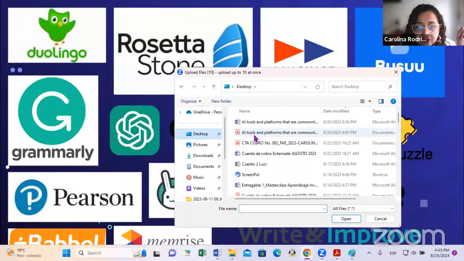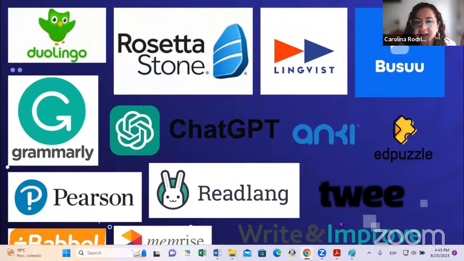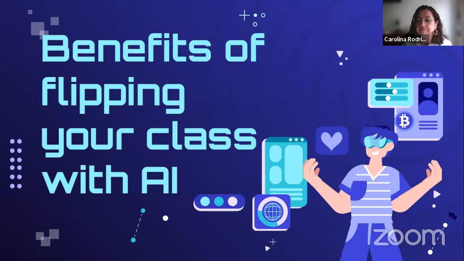I think I must have saved it on the desktop. Yeah, so here we go. Here is a list of some AI tools and platforms that are commonly used for English language learning, right? So you can download that document, save it, and explore it later to see which of the tools you are going to use, right?